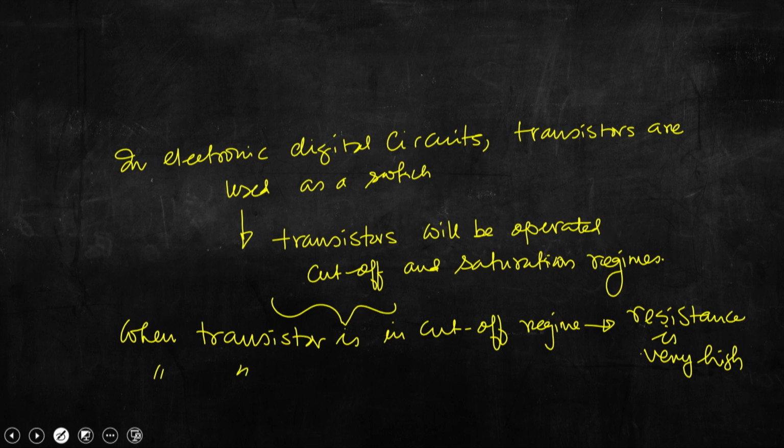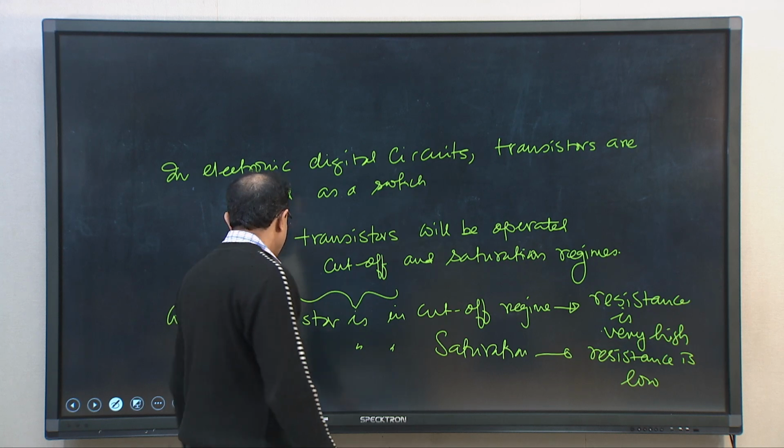When the transistor is in saturation, you can understand the resistance is low. That is why a huge current will flow from the collector terminal to the emitter terminal, and even an increase in the base emitter current will not increase the collector current significantly. So, that is the saturation. That is what we have learned.